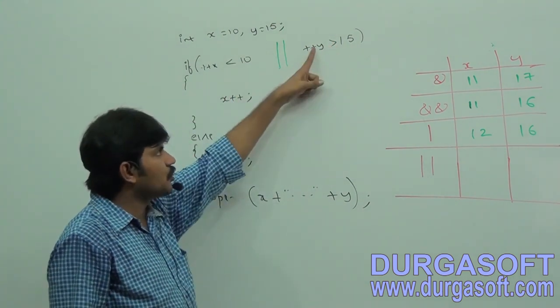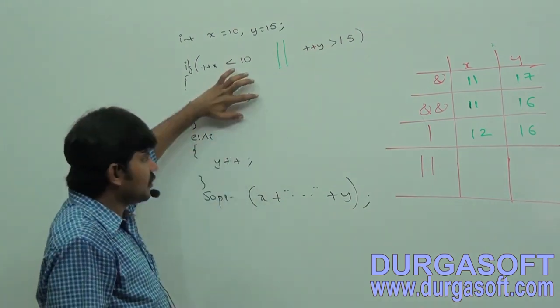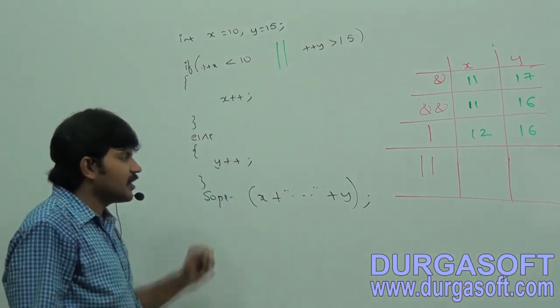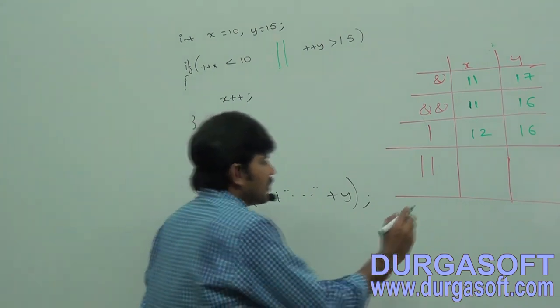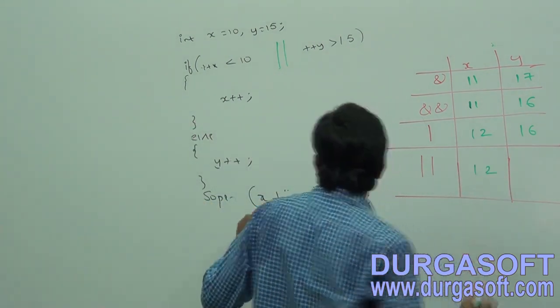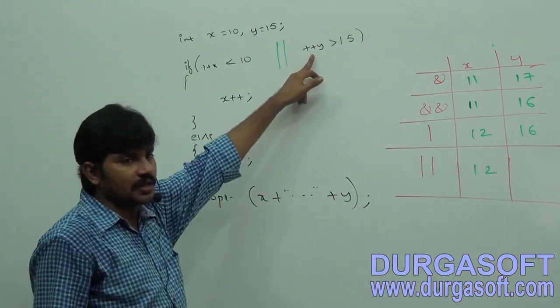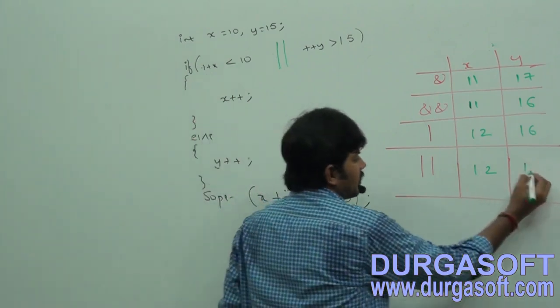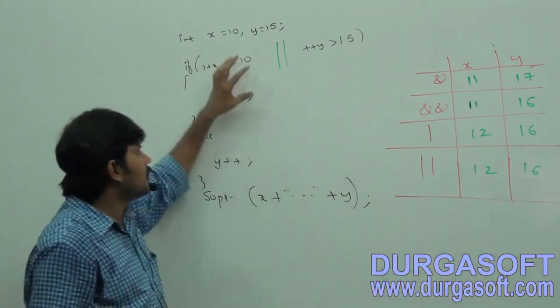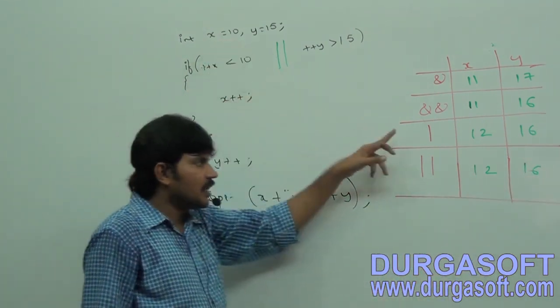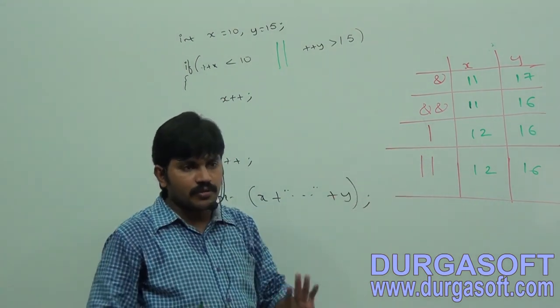True, false, true, true. Then x value. Can you tell what is the value of x? What is the value? 12. What is the value of y? Only 1 time incremented. That's why 16. Because the first argument is false. That's why normal OR, double OR, there is no difference at all.